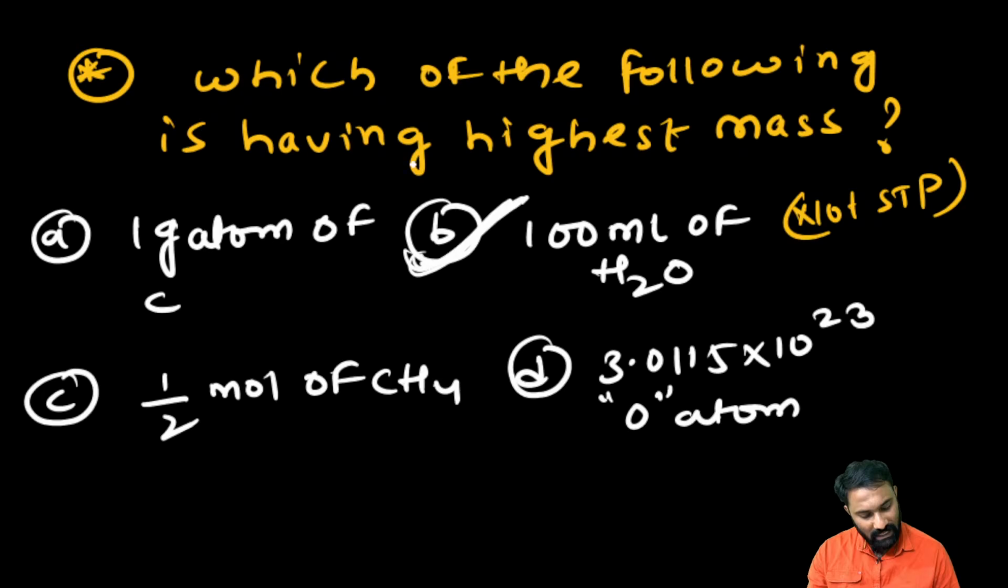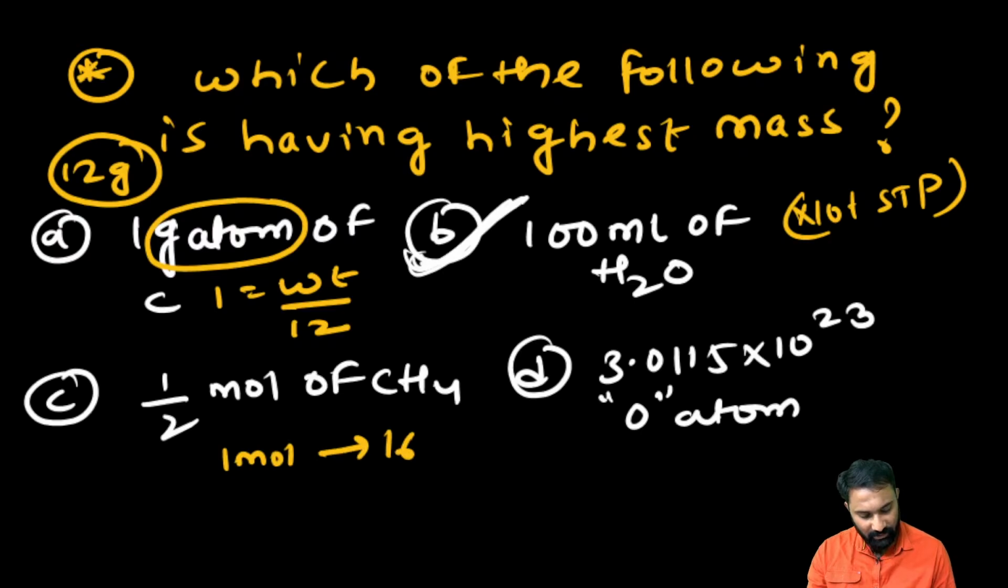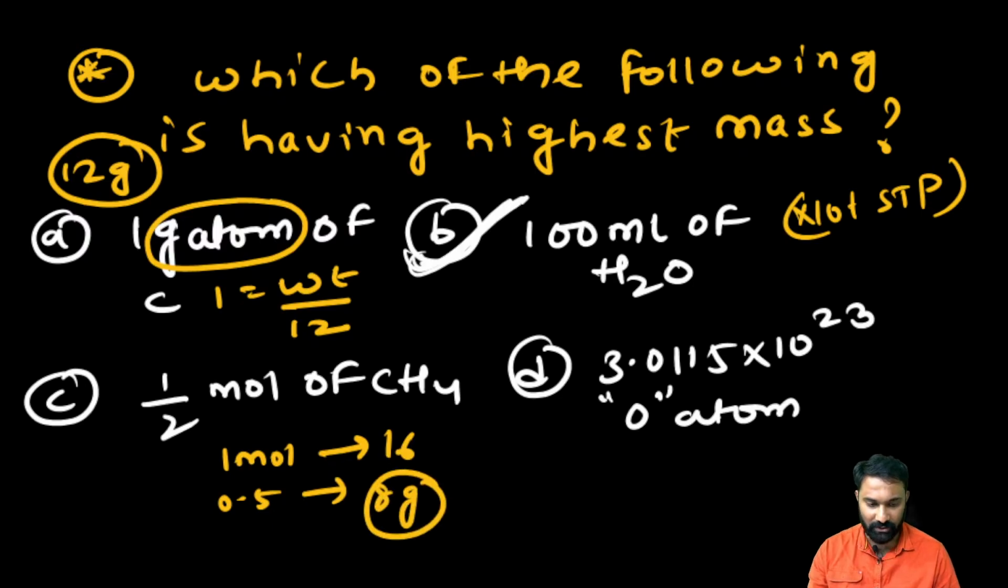Which of the following is having the highest mass, he is asking. So 1 gram atom is nothing but 1 mole, right? In 1 mole, how much weight of carbon will be there? 12 gram of carbon will be there. Then half mole of CH4. 1 mole contains 16 gram, then 0.5 mole contains 8 gram of CH4.